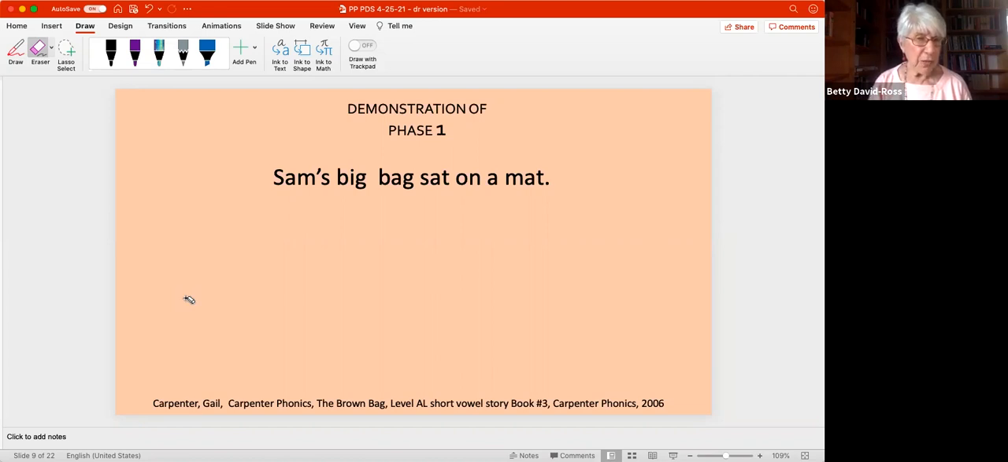But here I'm going to show you simple material, okay? So the first word is SAMS. Now, whenever I start, I'm always modeling first. And while this is a discovery system, I'm really modeling the process of analyzing it. In the process of doing that, I'm also modeling the sound-letter relationship. But that does not mean that if the student pronounces it differently from me, they're wrong.